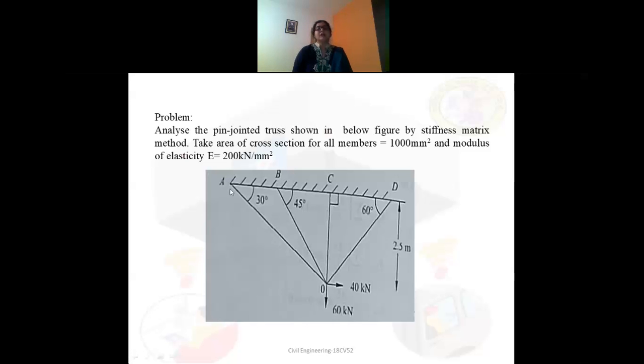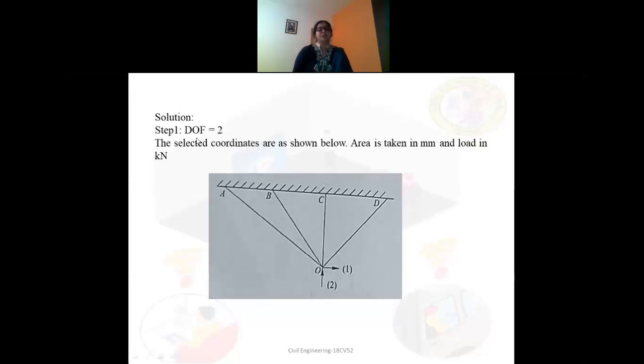So here you can see that supports A, B, C, D are all fixed. So there is a displacement only at the joint O. There is no support here, so it can move either in the horizontal direction as well as in the vertical direction. So the degree of freedom is equal to 2, that is horizontal translation and vertical translation. So step 1, degree of freedom is equal to 2. So the selected coordinates are as shown below.